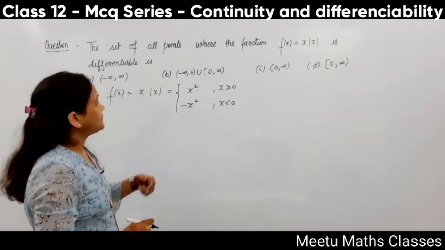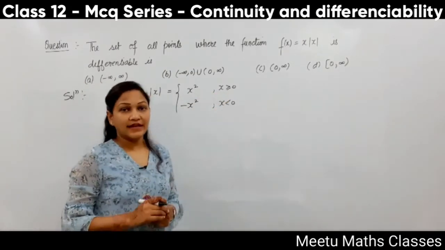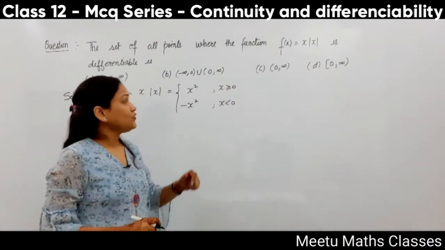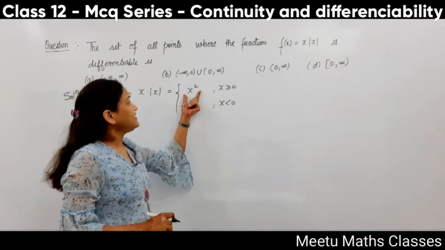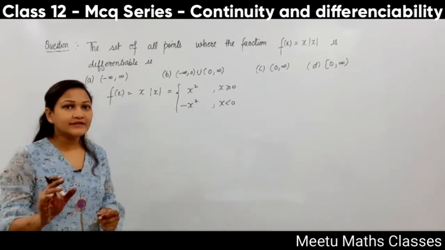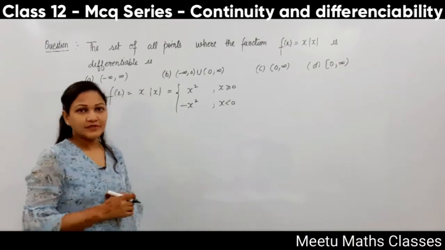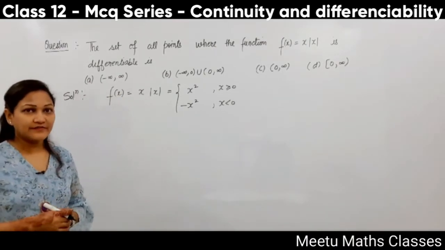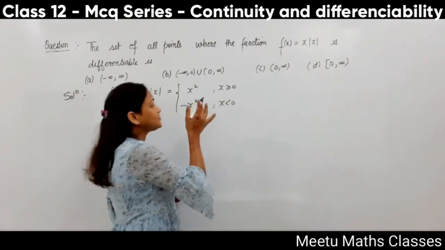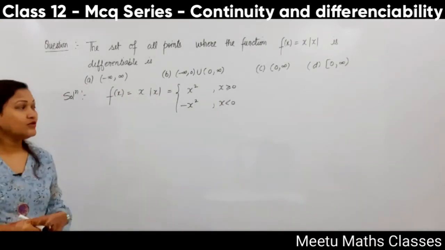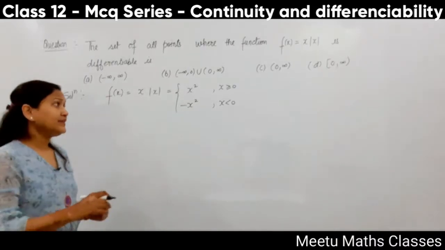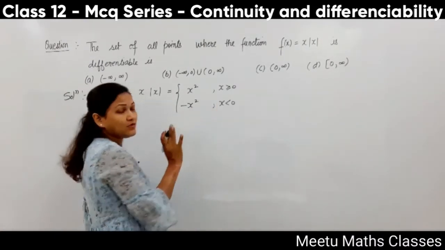Now since the domain is the whole real line, and when x is greater than or equal to 0 your function is defined as a polynomial function, it will be differentiable everywhere. The polynomial functions are differentiable everywhere. And for all x strictly less than 0, your function is again defined as a polynomial function, so it will be continuous in this domain also.